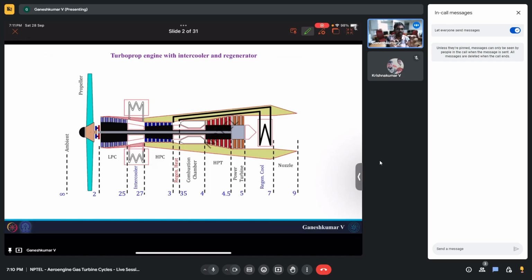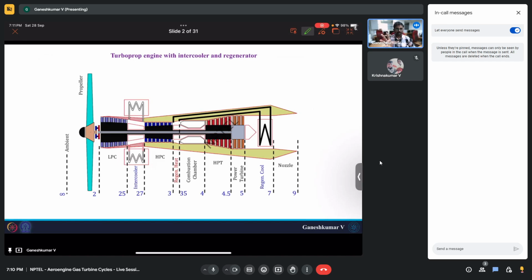But usually the momentum thrust which we get out of the nozzle would be less in these turboprop engines, whereas the thrust generated by the propeller will be very high. Around 90 to 95%, even 98% of the thrust will come from just the propeller. So this is the construction.